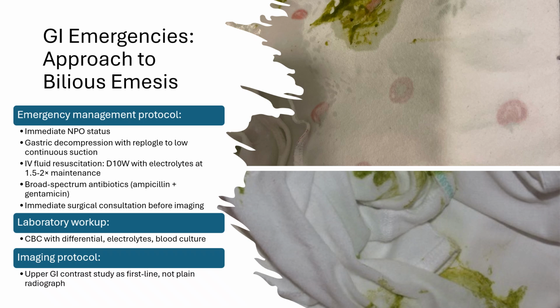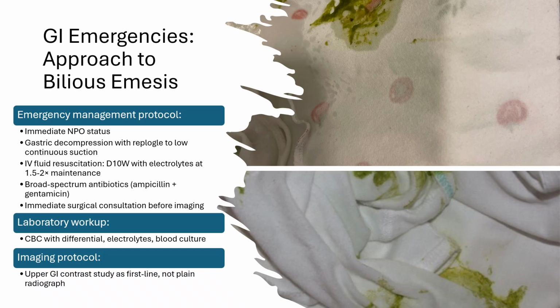Gastric decompression with a Replogle tube on low continuous suction serves dual purposes. It relieves pressure building proximal to the obstruction and prevents further vomiting. This decompression can improve blood flow to compromised bowel while reducing aspiration pneumonia risk. Fluid resuscitation must be aggressive. D10W with electrolytes at 1.5 to 2 times maintenance. These infants lose fluid through multiple mechanisms.